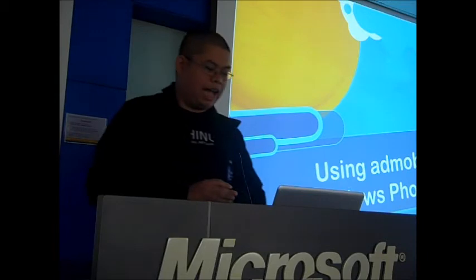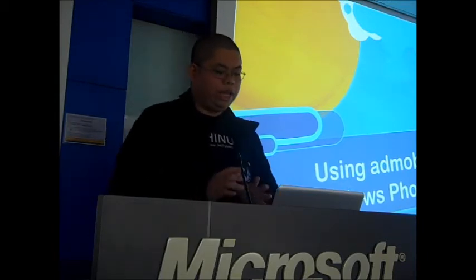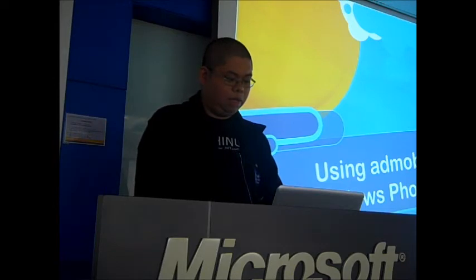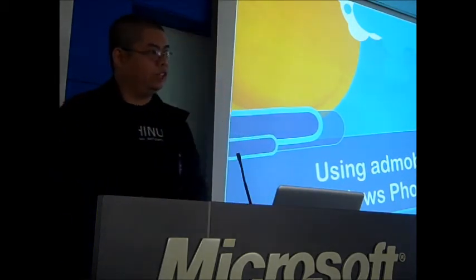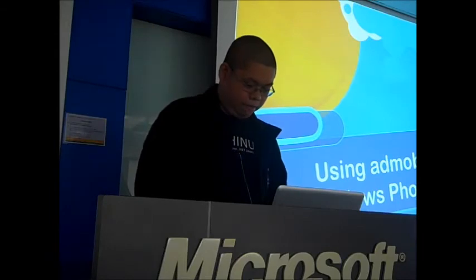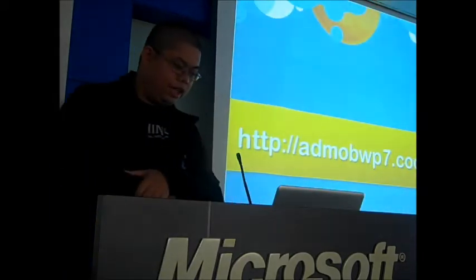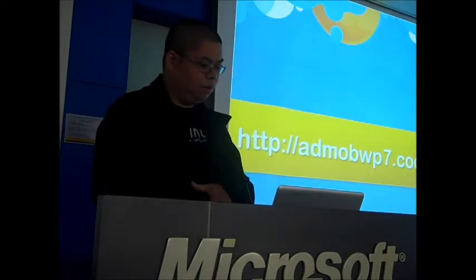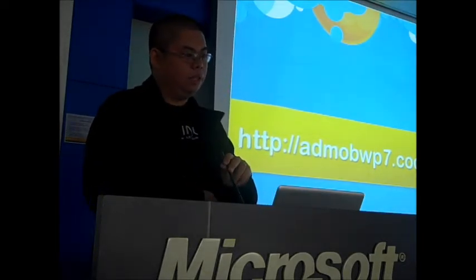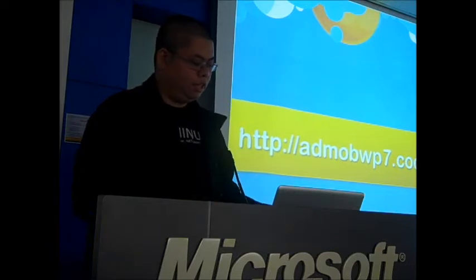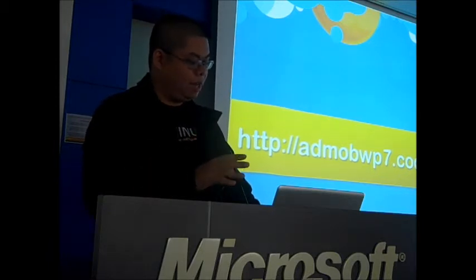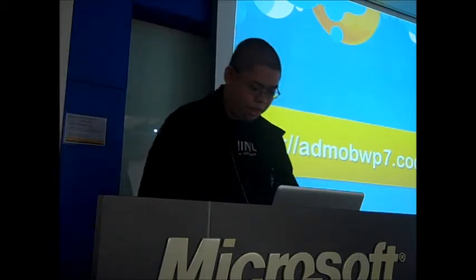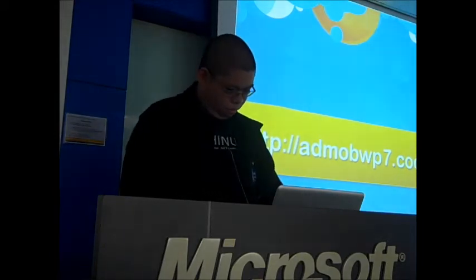So let's go back a little bit to AdMob. So we can actually use AdMob in our applications in Windows Phone 7, and it's actually very easy to integrate it into the phone. The first thing you have to do is go to codeplex.com. It's Microsoft's website for open source libraries and such, and look for the AdMob Windows Phone 7 application. Okay, so wait a moment.